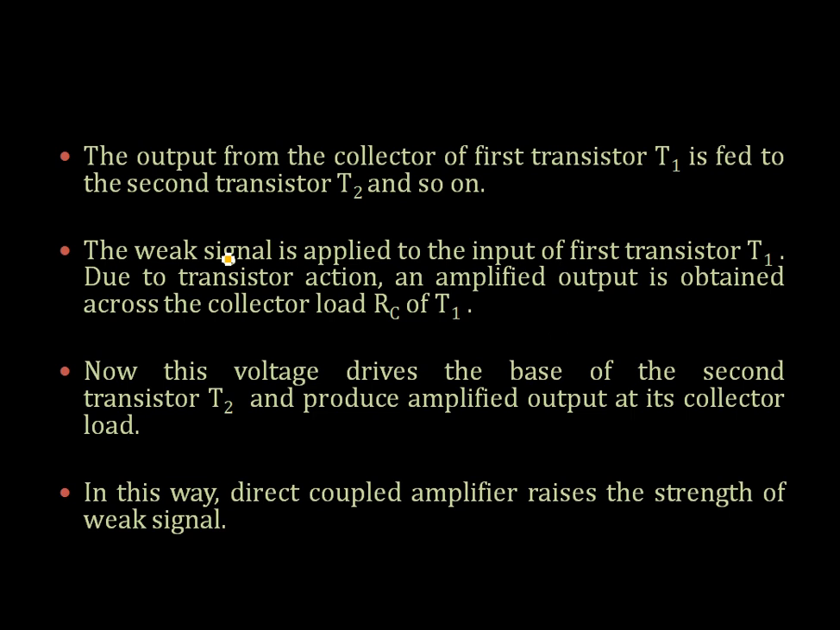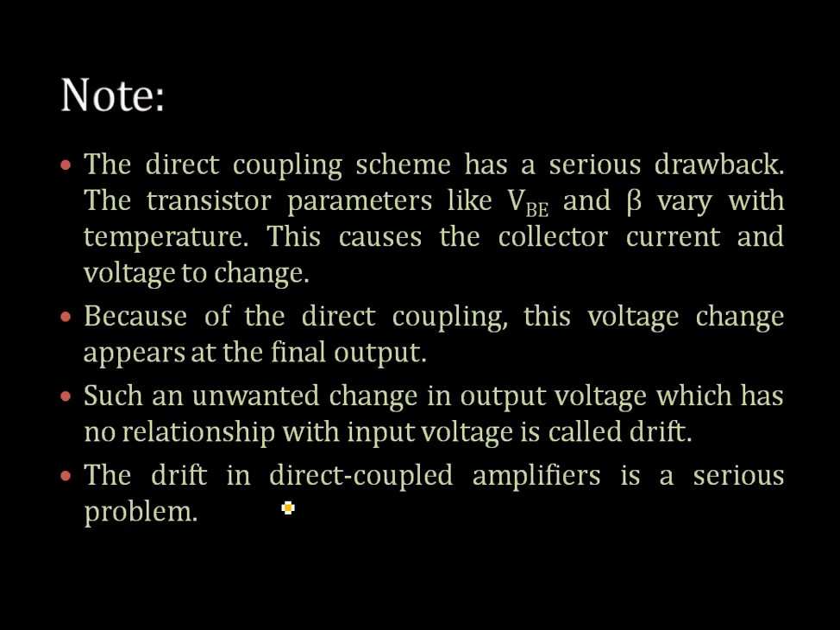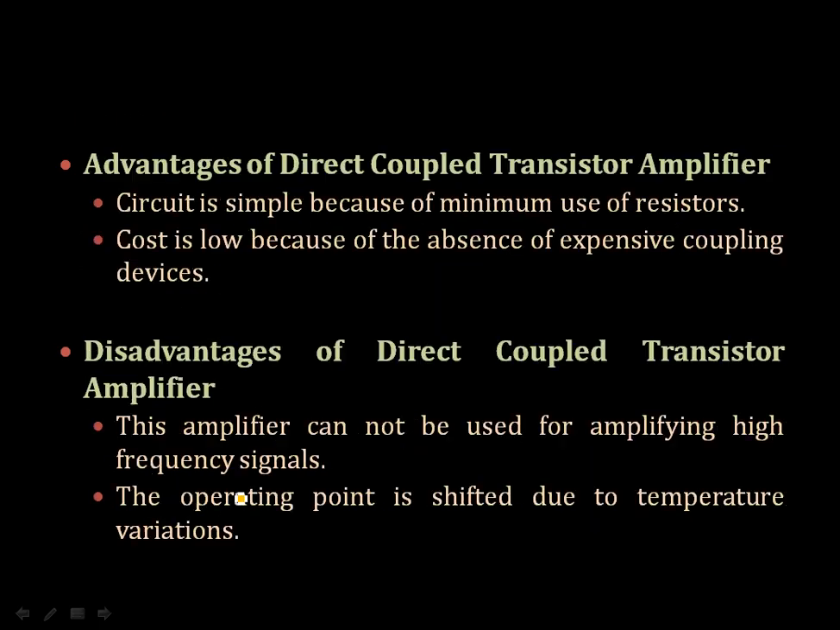Now this is just explaining how the previous figure is working. In this way, the direct coupled amplifier raises the strength of the weak signal. There is another serious drawback associated with direct coupling. The transistor parameters like VBE and beta will vary with temperature. This causes the collector current and voltage to change. Because of the direct coupling, this voltage change appears at the final output. Such an unwanted change in output voltage which has no relationship with the input voltage is called drift. So the drift in a direct coupled amplifier is a serious problem.